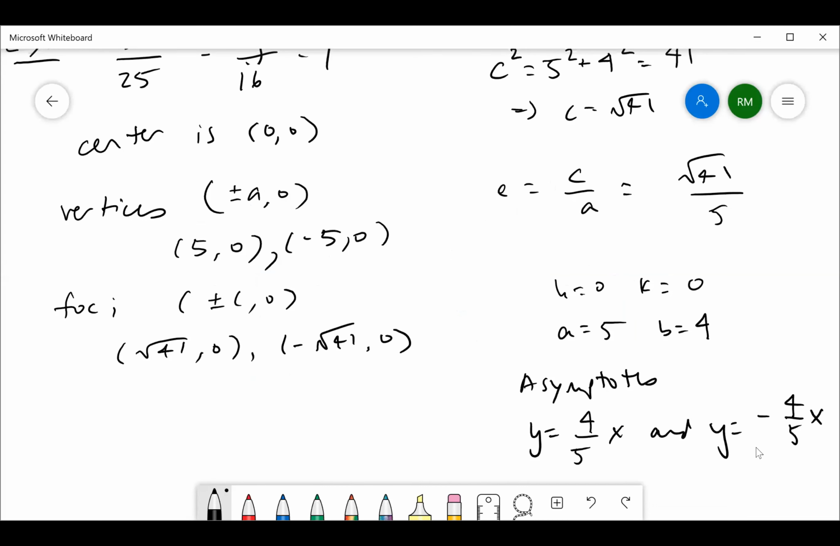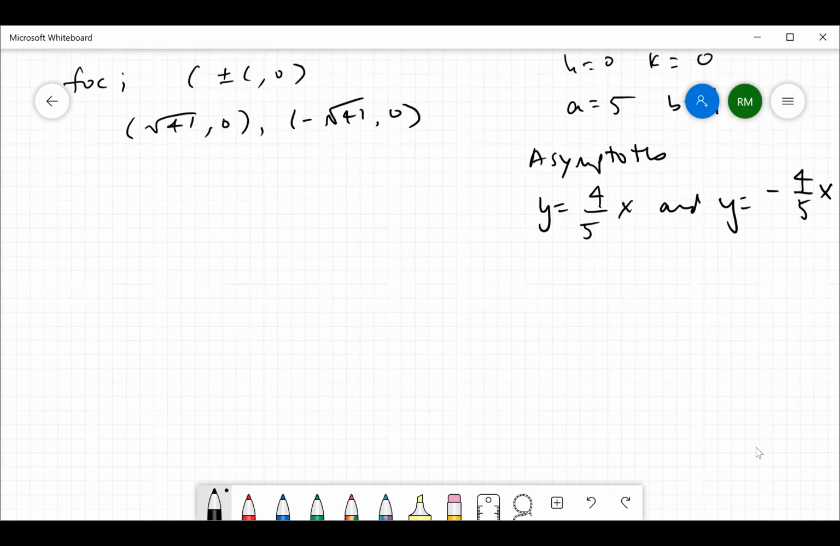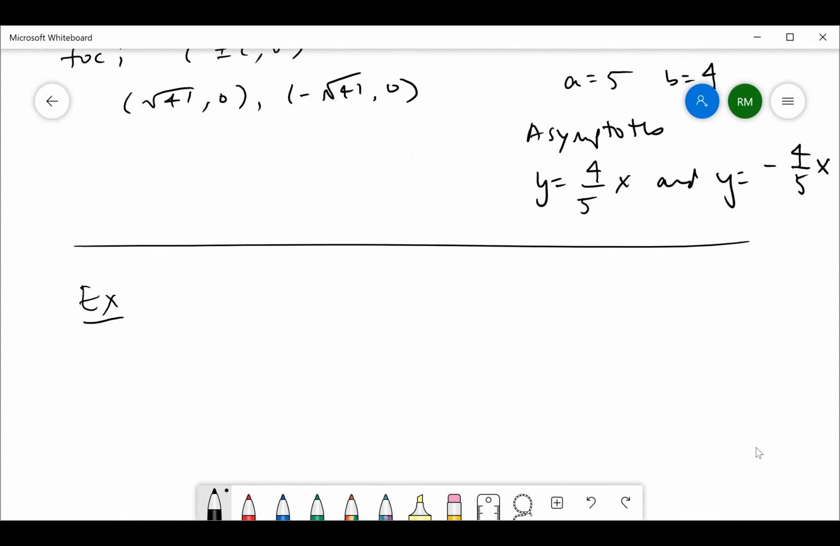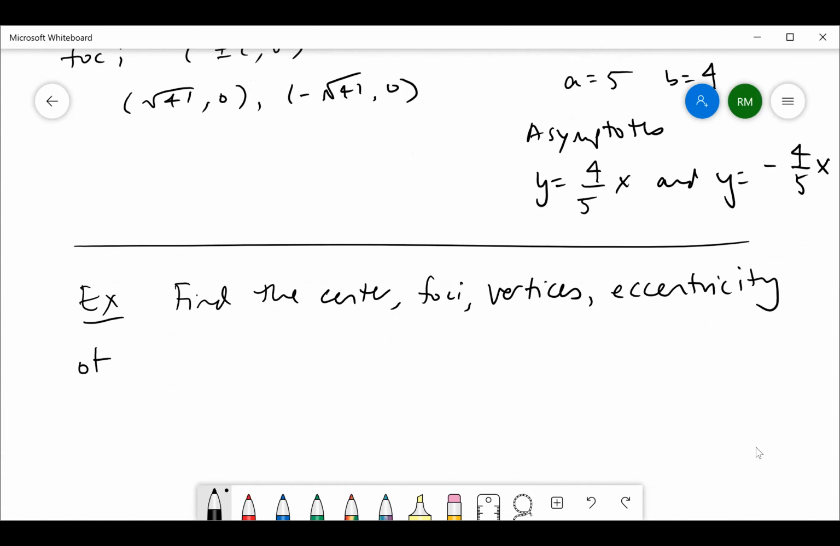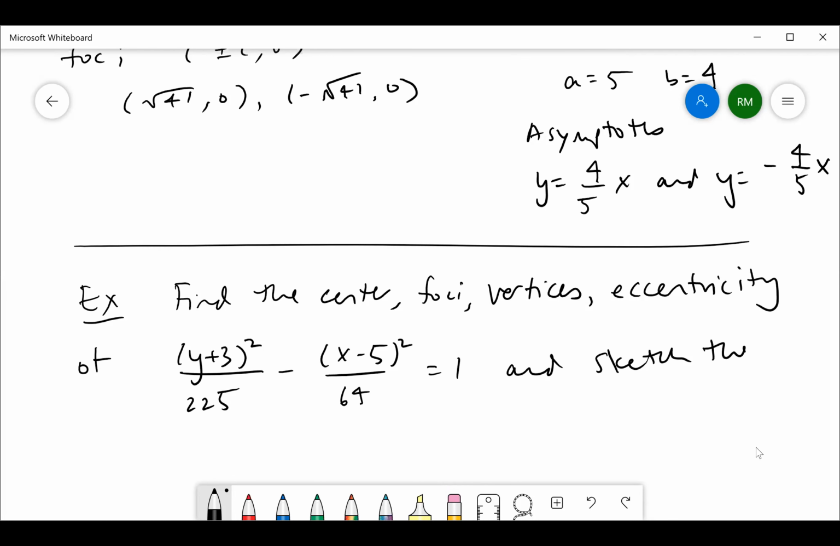All right, last but not least, it's time for you to have an example. So it's an example for you to complete. So I want you to find the center, the foci, vertices, and the eccentricity of this hyperbola. Note that it is a vertically opening hyperbola. And sketch the graph. You're going to need the asymptotes, so I'll add that in there too.